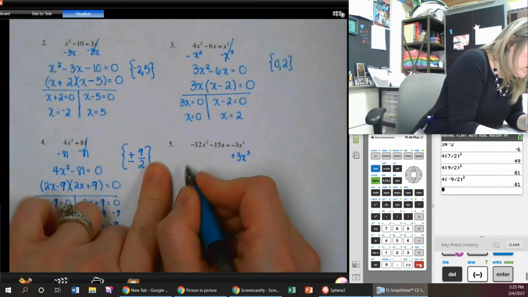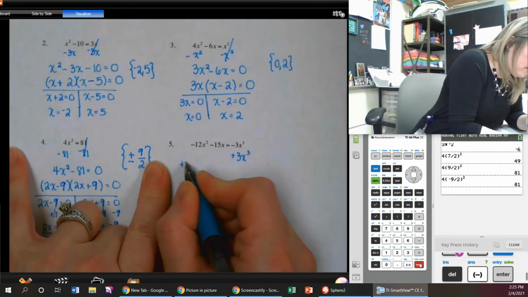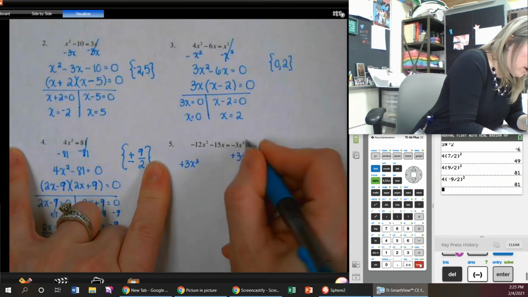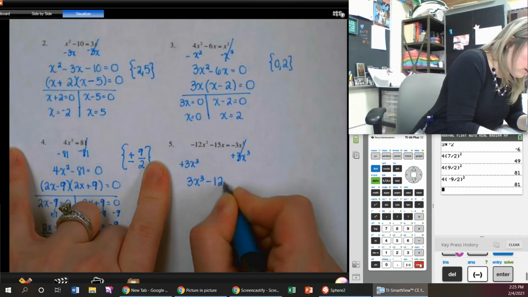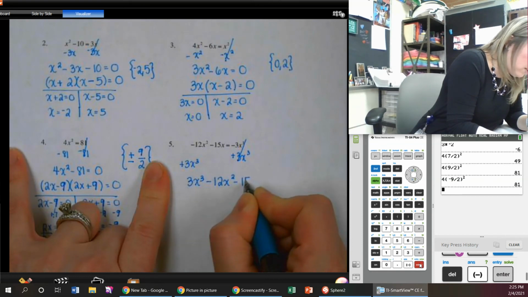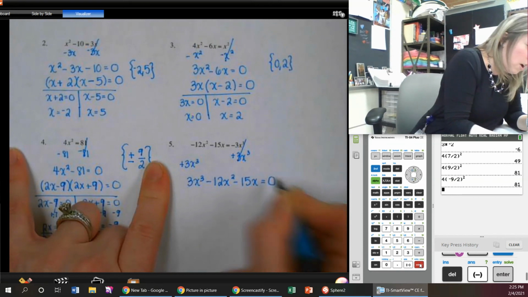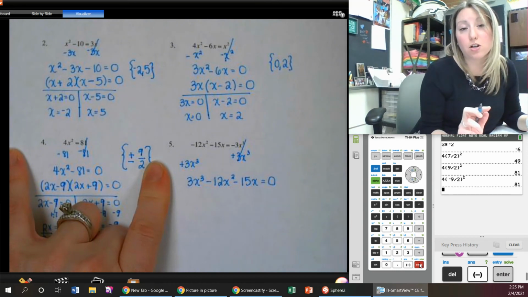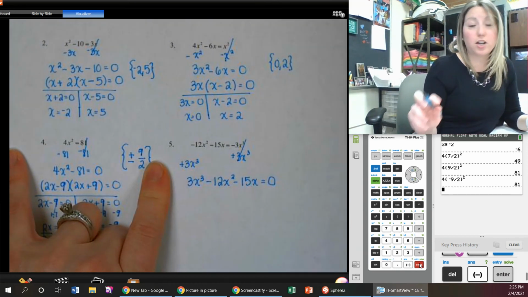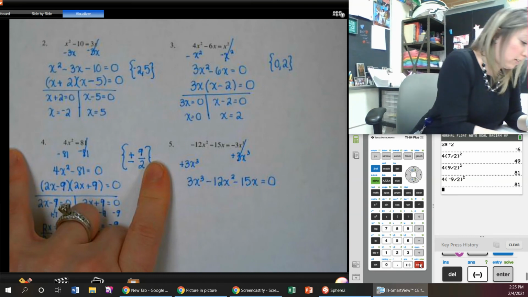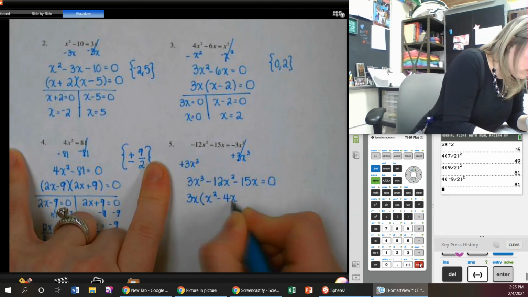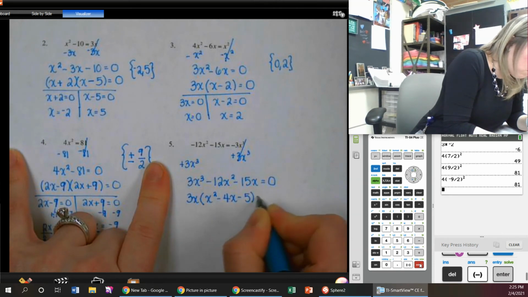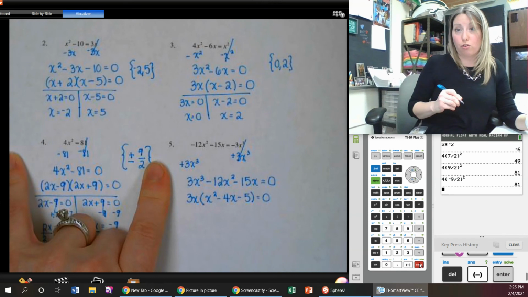Anyway, need to get this x cubed positive, so I'm adding this 3x cubed to both sides of this equal sign. And I get 3x cubed minus 12x squared minus 15x equals 0. There is definitely a GCF here. All these things are divisible by 3. All these things have an extra x. So 3x out front. I'm left with x squared minus 4x minus 5 equals 0. And that is a factorable trinomial.